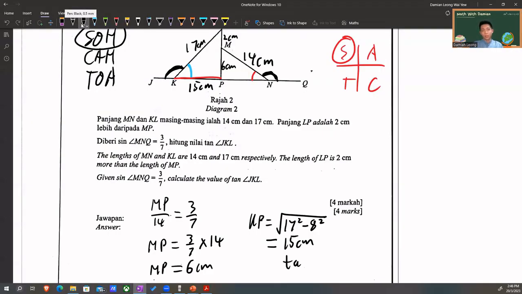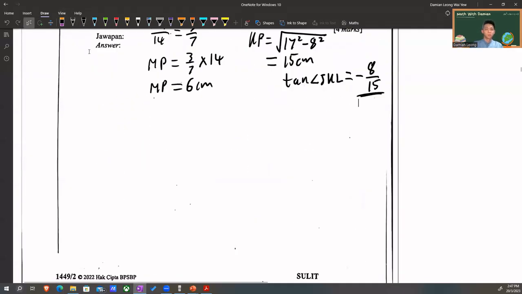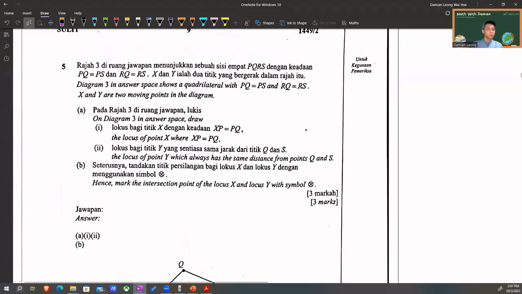So tangent angle JKL. So this is second quadrant. Second quadrant only sine is positive. So tangent would be a negative value. And then opposite over adjacent means 8/15. So negative 8/15. That's it. Question 5.